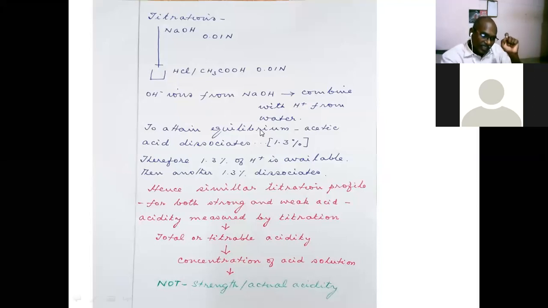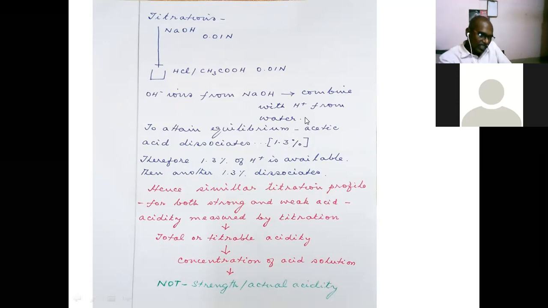In order to attain the equilibrium, now the H plus ions are to be supplied to the water molecules. Therefore, all the time just 1.3% of acetic acid molecules remain in the solution in the ionized form. See, suppose I take some 100 molecules of acetic acid. Only 1.3 molecules are ionized.